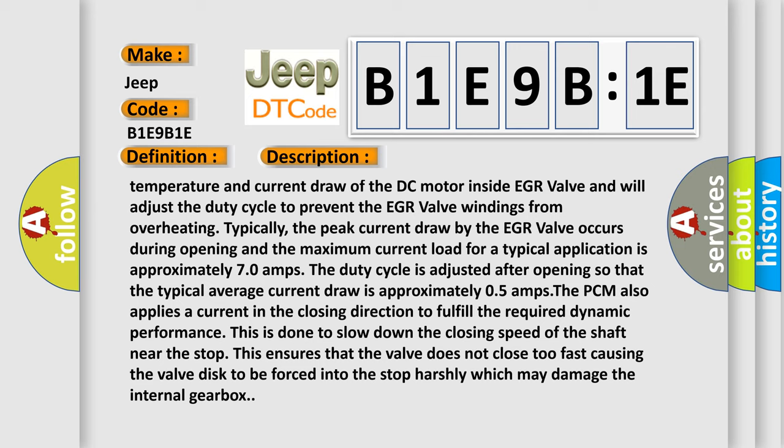This diagnostic error occurs most often in these cases: EGR control plus circuit shorted to ground, EGR control minus circuit shorted to ground, EGR valve assembly, powertrain control module, circuit resistance out of range. This subtype is used for failures where the control module measures a resistance outside the expected range but not identified as too high or too low.